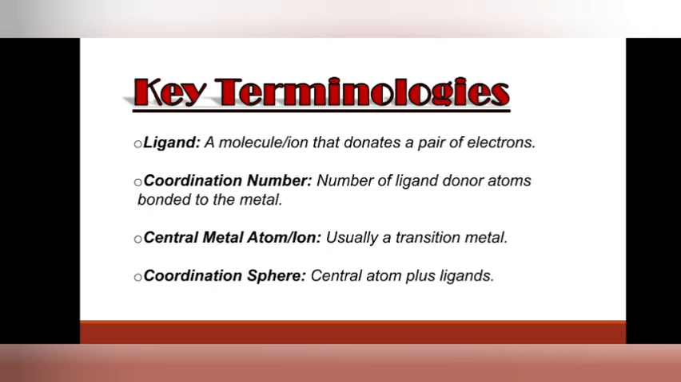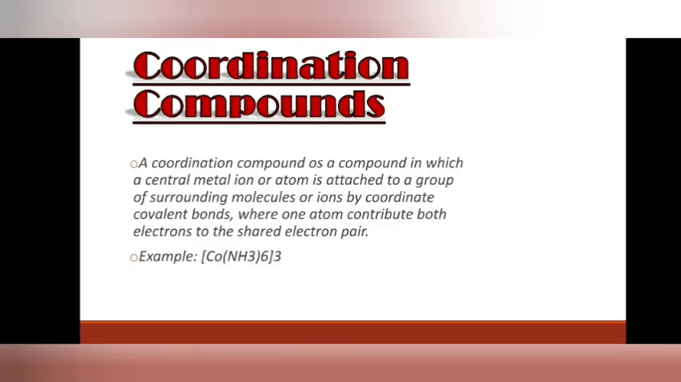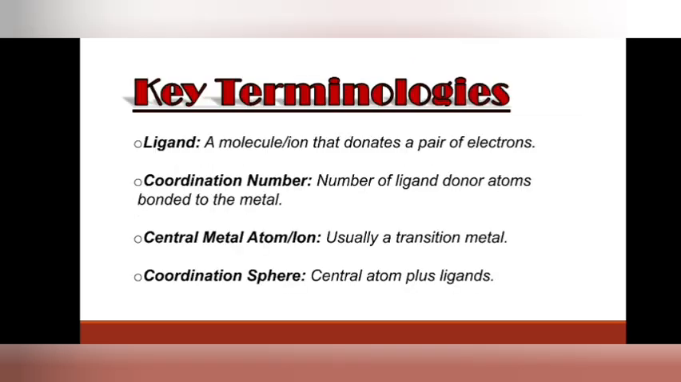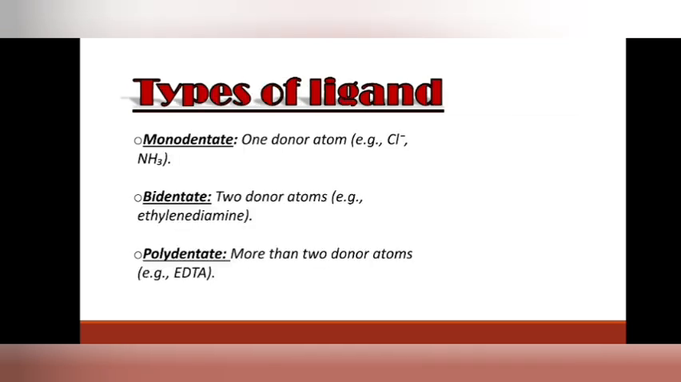Next we have the coordination sphere: central atom plus ligands. The coordination sphere is actually the square brackets that we use, and inside the brackets we have the central atom and the ligands that are directly attached to the central metal atom. In this example you can see the square brackets. This is the coordination sphere, and the amines and the cobalt are linked together, so they are present inside the coordination sphere. So the coordination sphere includes the central atom and the ligands.